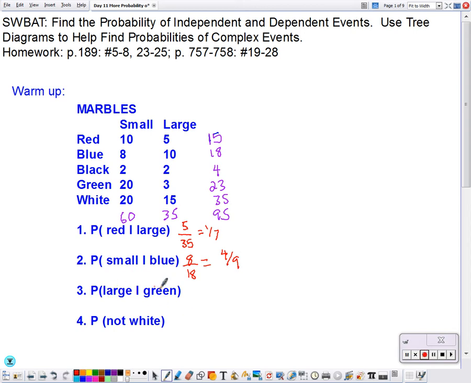Large, given that it is a green marble. I have 23 green marbles, and of those 23 green marbles, 3 are large, and that doesn't reduce.